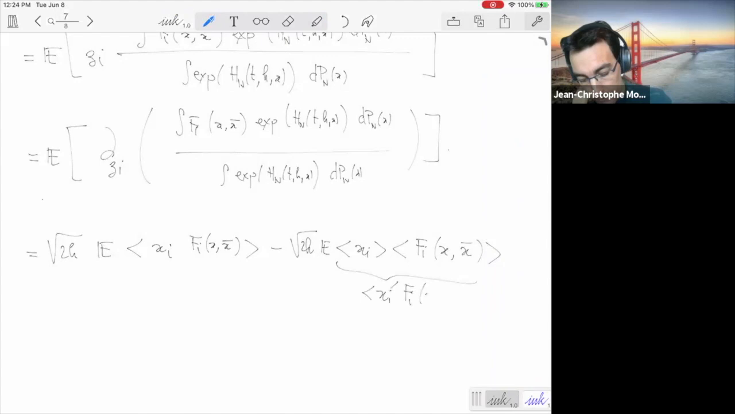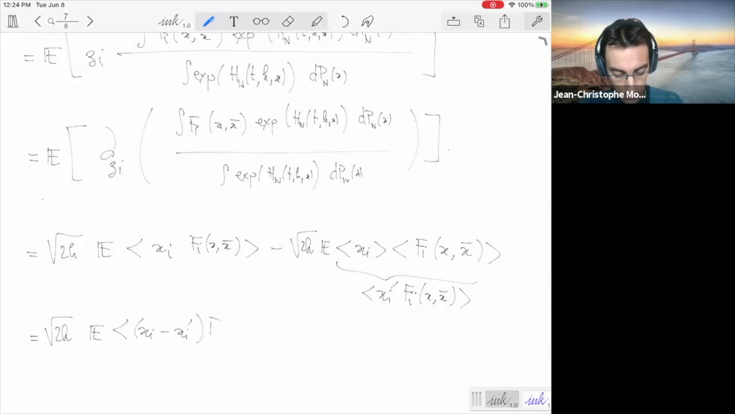This is kind of a convenient way for me to denote this multiplication of expectations. Okay, so if I combine everything, I get square root of 2h, expectation of xi minus xi prime, fi of x x bar. Now if I sum over i, I get the relationship that was announced. And so this is the end of the argument.